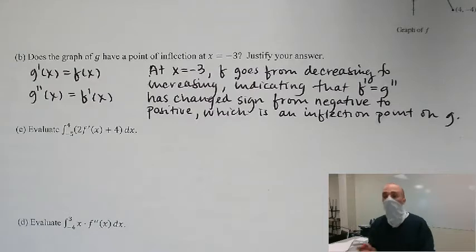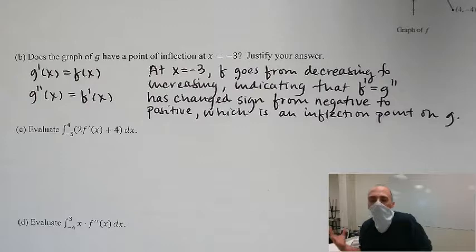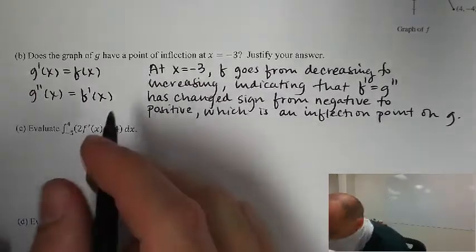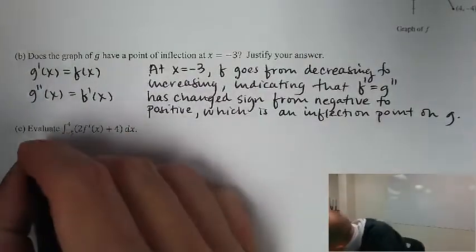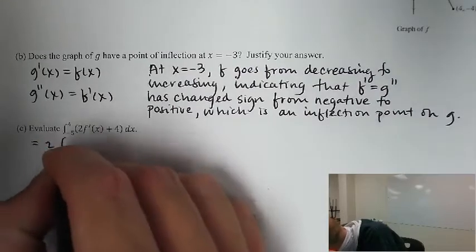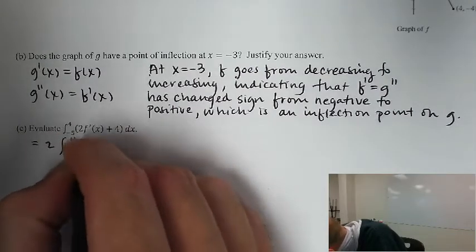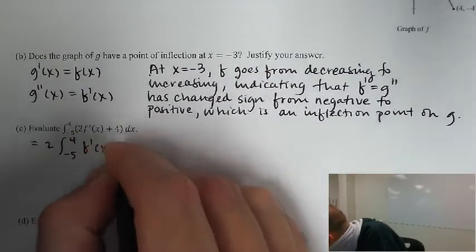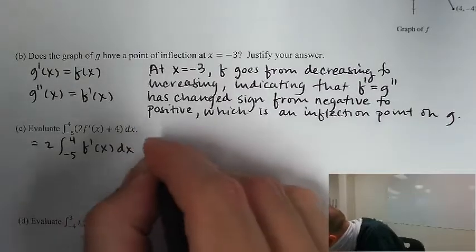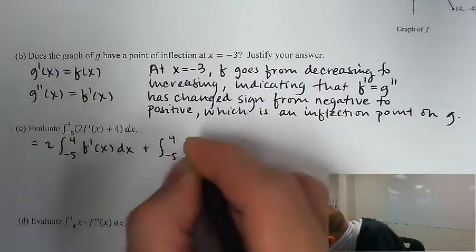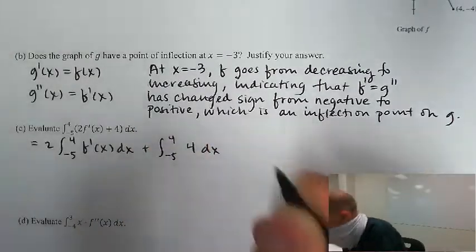For part C, this one, there's two different ways you could do it. You can just cook yourself up an antiderivative, which maybe I'll do it both ways. I'll do it first the way that I would think to do it, which would be to use my integral properties. Okay, I'm going to say that this is equal to 2 times the integral from -5 to 4 of f prime, because that is going to be really easy, plus the integral from -5 to 4 of 4 dx.